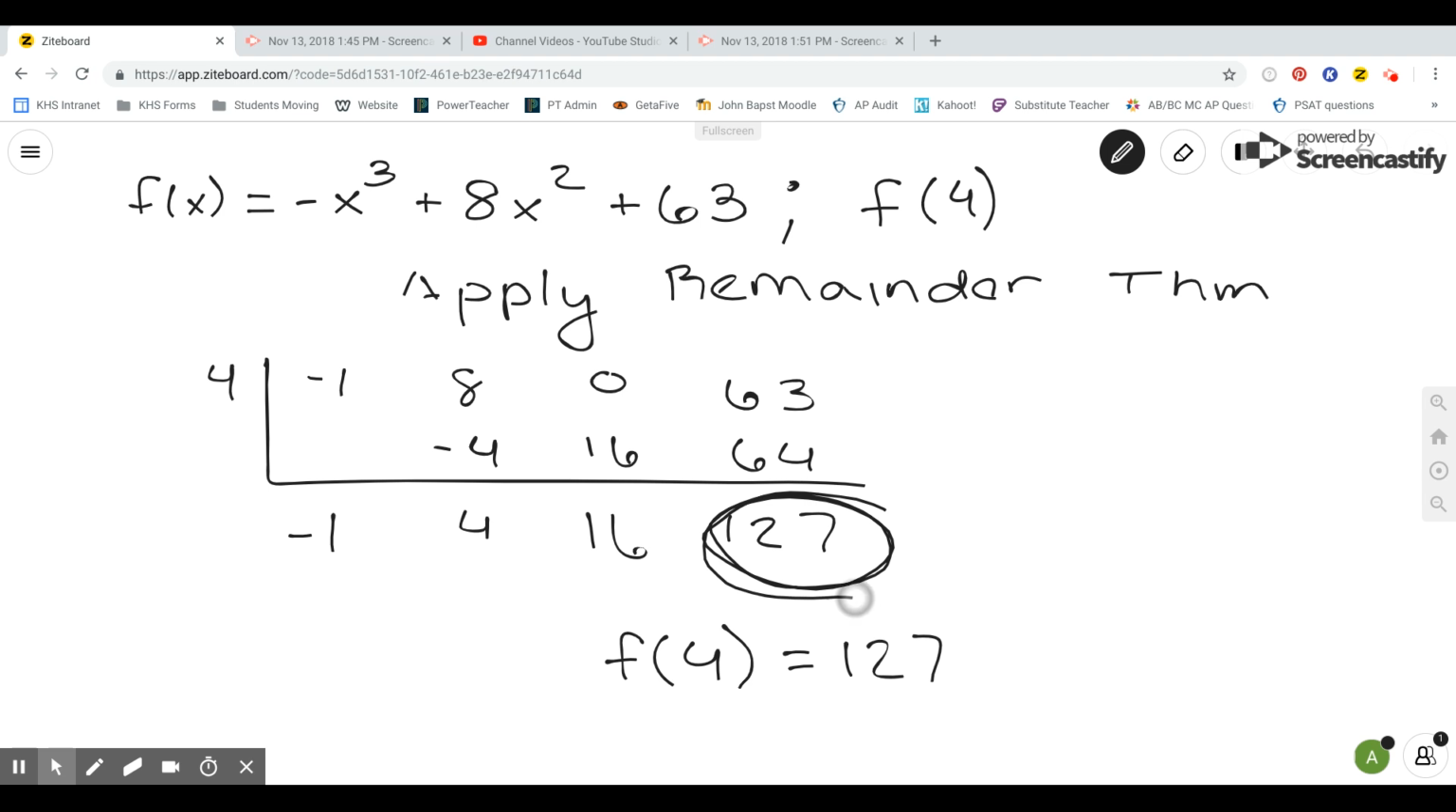So you take the remainder right here, and that is your function value. So in this case, it's, I think, a lot easier than plugging in 4. And you'll see that with much more complex polynomials.